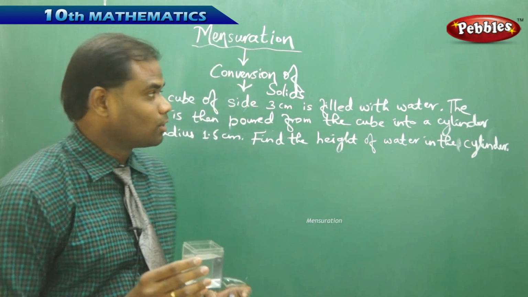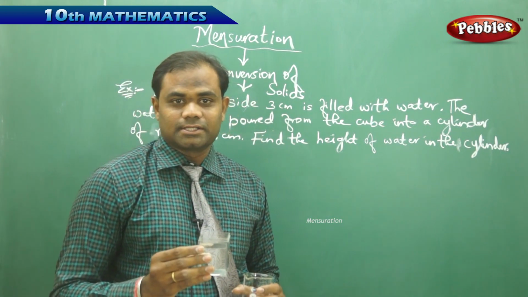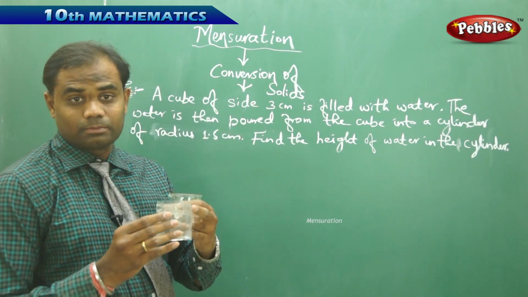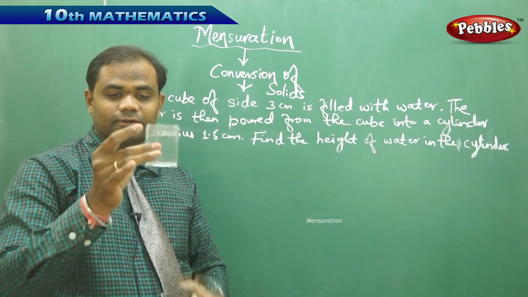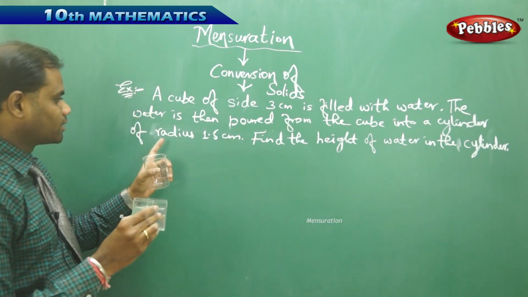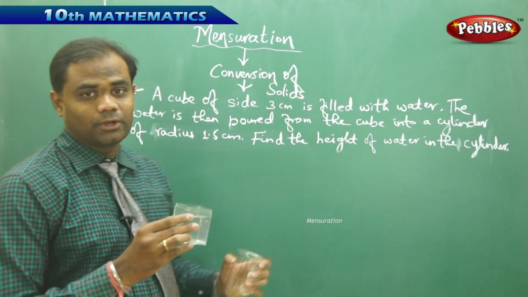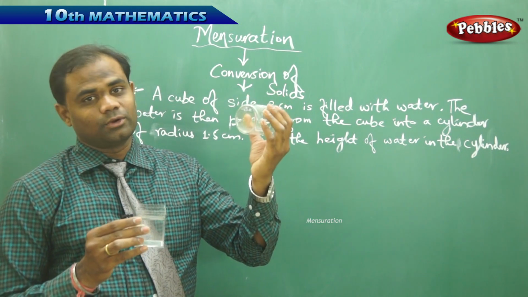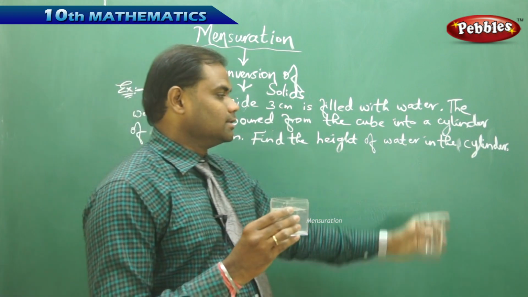Now this is a problem based on conversion of solids. That is, say for example, a cube of side 3 centimeters. Let me assume this to be a cube of each side as 3 centimeters filled with water. I filled this cube of 3 centimeters full of water. Then the water is poured from the cube into a cylinder of radius 1.5 centimeters. So I have taken a cylinder beaker of radius 1.5 centimeters. Now find the height of water in the cylinder.